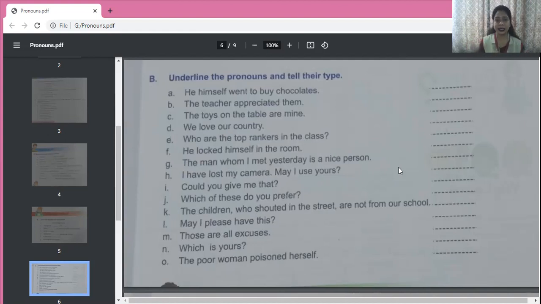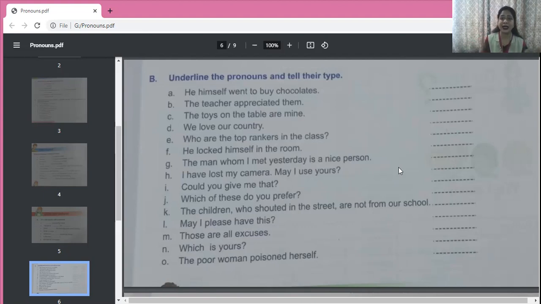So we, personal pronoun. Who are the top rankers in the class? So who, interrogative pronoun. He locked himself in the room. Now he, personal pronoun, and he locked himself. Himself is reflexive pronoun. The man whom I met yesterday. So whom here is relative pronoun. It is being used to connect the noun with the other words in the sentence.